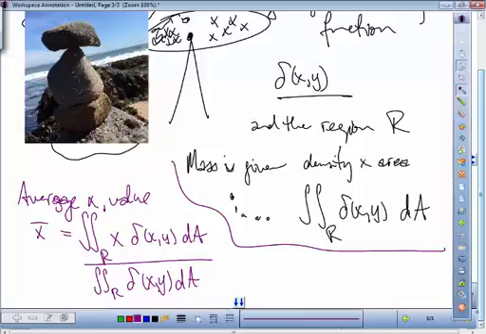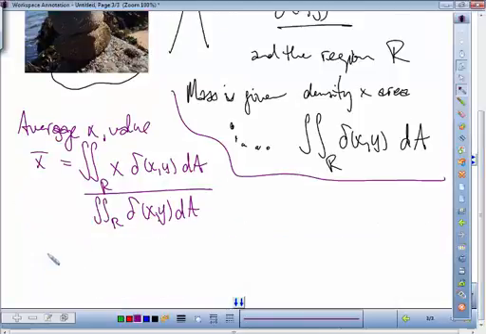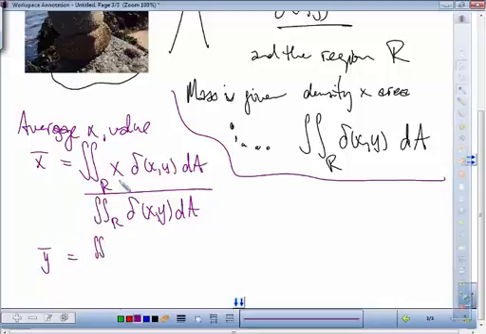And then the average y value is going to be similarly the same thing, except instead of an x in here, you're going to have a y in there. So over your region R, y times the density function, dA, divided by the mass.